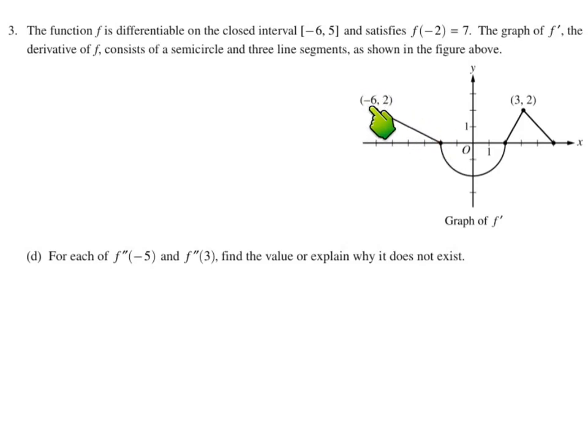And we can easily count. This is going to be down 2 over 4. So f double prime of -5 is going to be -1/2. So that one's pretty easy. It's just the slope of this function.